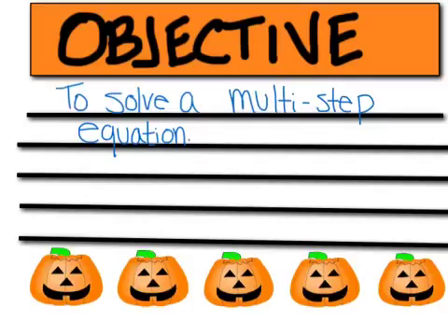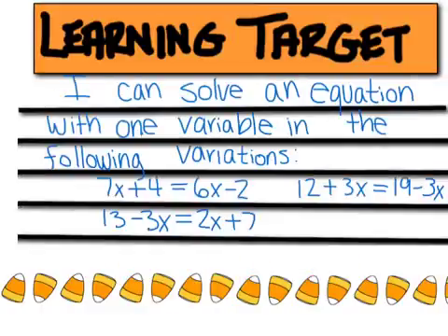Our objective today is to solve a multi-step equation. And our learning target is to solve an equation with one variable and the following variations: 7x plus 4 is equal to 6x minus 2, 13 minus 3x is equal to 2x plus 7, and 12 plus 3x is equal to 19 minus 3x.